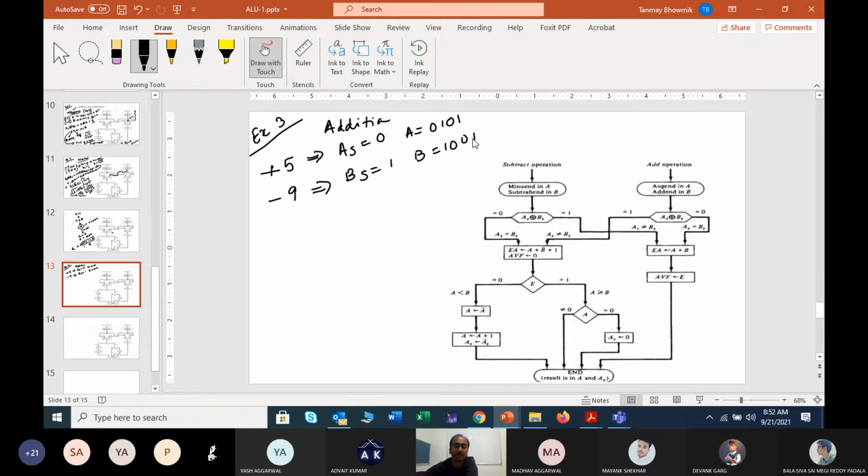So similarly, we will start from the beginning, just like we will again perform this AS XOR BS. AS XOR BS will give you the result as 0 XOR 1 equals 1, right? That means different sign. So different sign means we will go to the subtract operation. So simply you will do this operation.